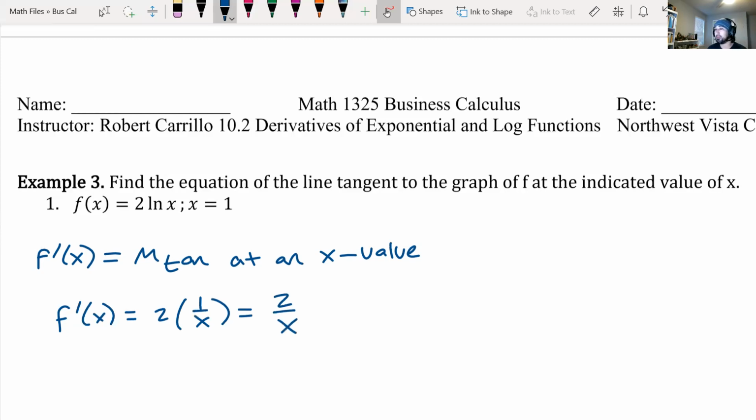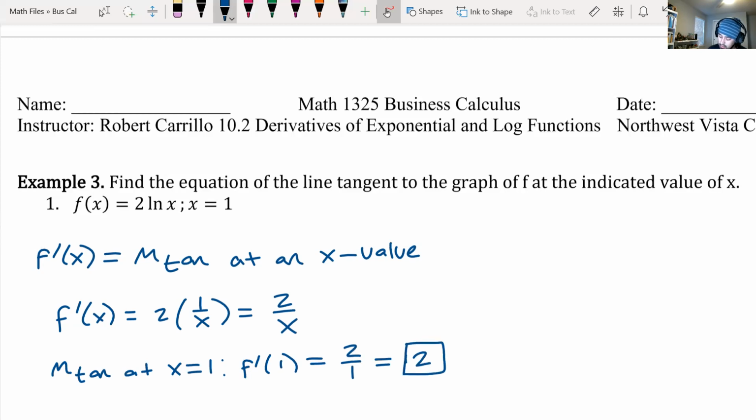And now, to find the actual slope, what x value are they giving us to plug in? 1. So we're going to say m tangent at x equals 1 is going to be f prime of 1 equal to 2 over 1, which gives me 2. And there's our slope. But again, we're trying to find the equation of the tangent line, and to find the equation of any line, you need a slope and you need a point. So we have found the slope. The next thing we need to do is find the point. Here I should label this as slope.